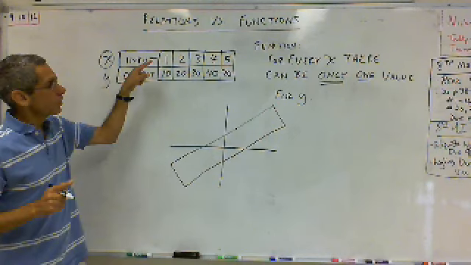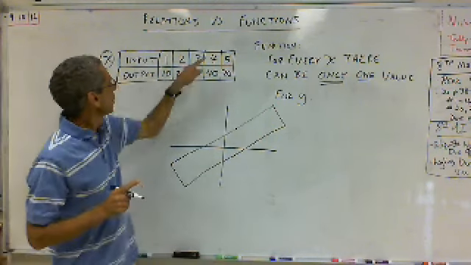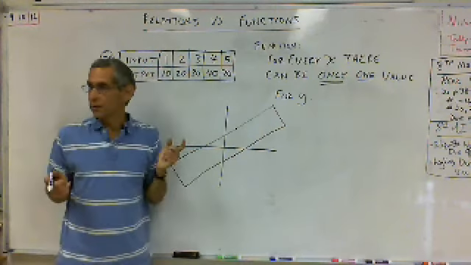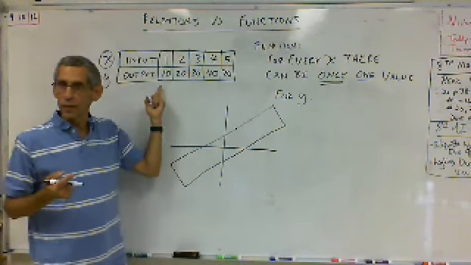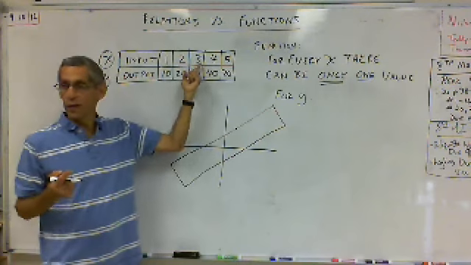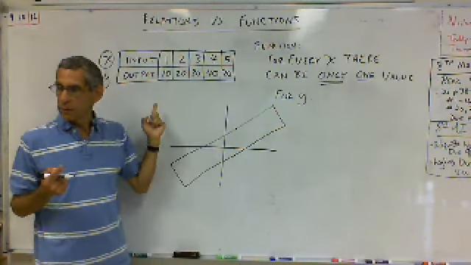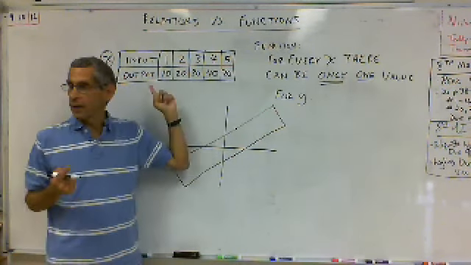All that matters is for every x, and right here, there are only 5 x's. My domain in this is what? It's 1, 2, 3, 4, and 5. That is a function, because there's no repeats in my x's.